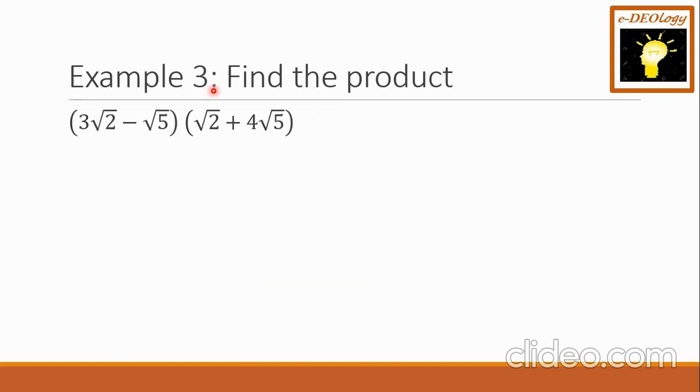Let's have example 3. There are two binomials with radicals that we will multiply. The first group is 3 square root of 2 minus the square root of 5. The second binomial is the square root of 2 plus 4 square root of 5.